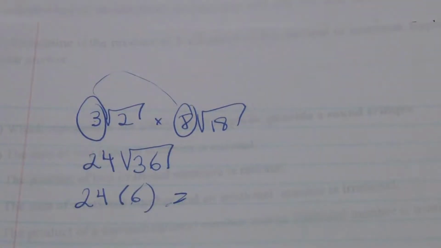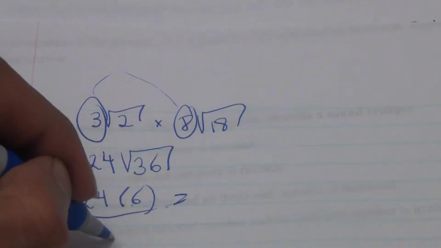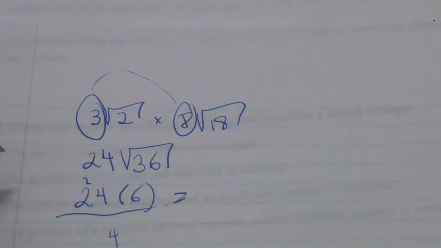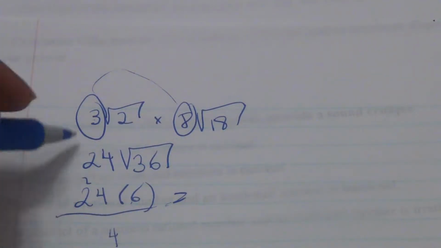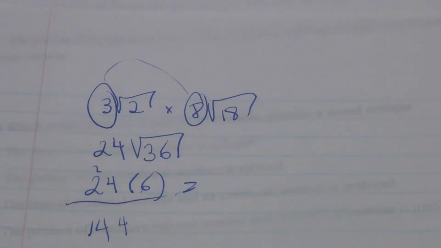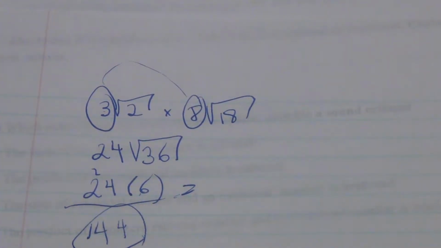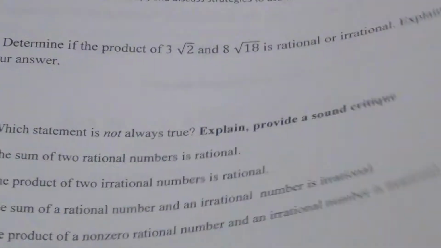There you go. And now what is 24 times 6? Well, let's see. 6 times 4 is 24, carry 2. 6 times 2 is 12, plus 2, so this is 144. Okay, 144 is rational. Therefore, now we are about to write our explanation.